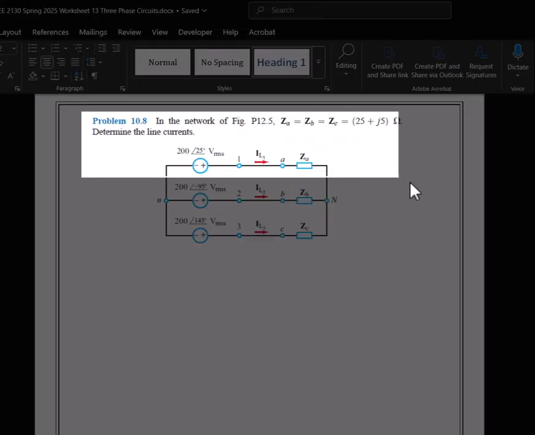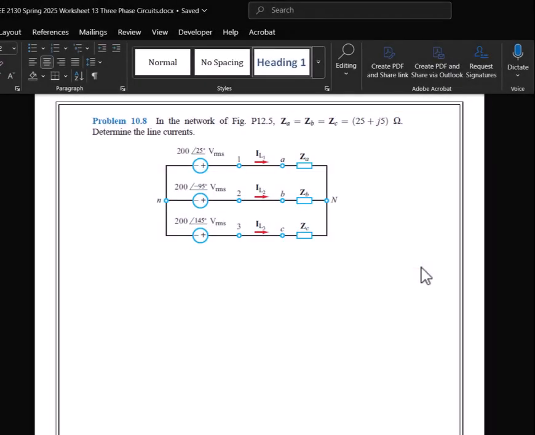I thought I did one that was delta to y and one that was y to delta, but they were both delta to y, right? Yeah.